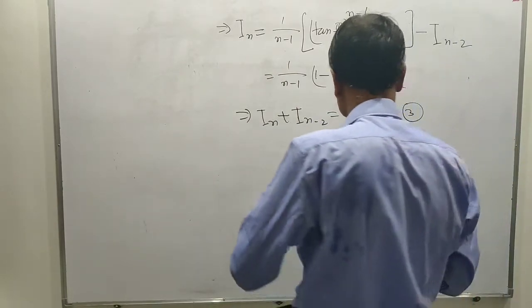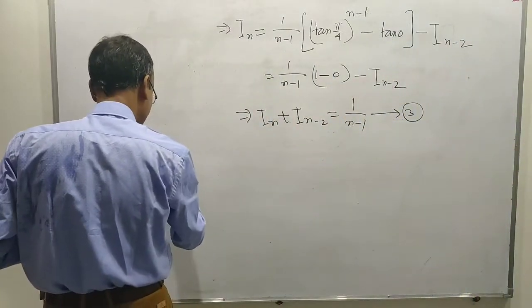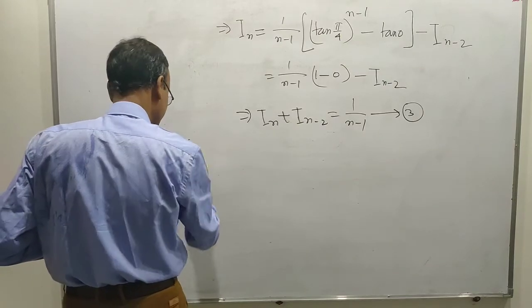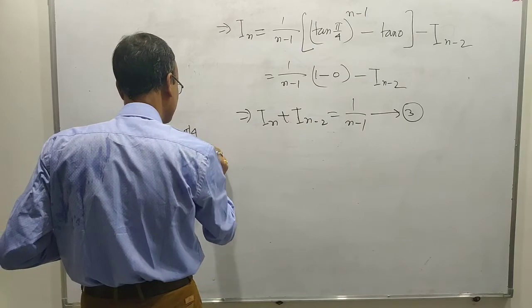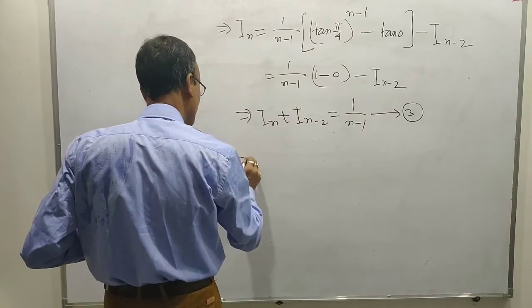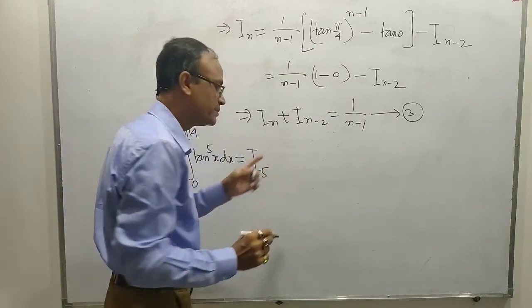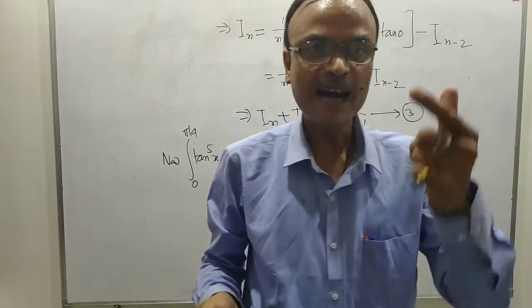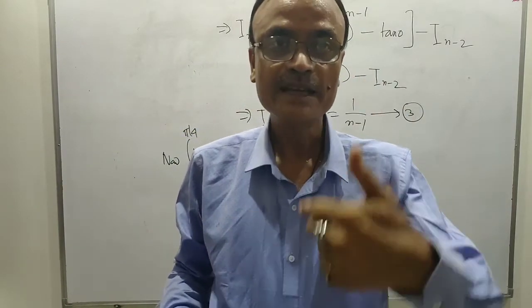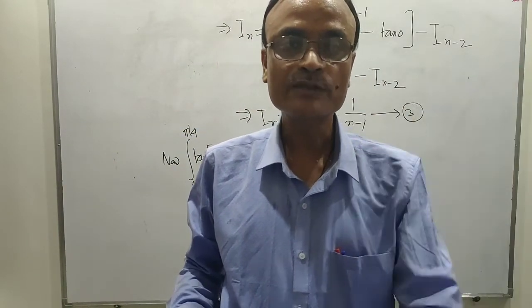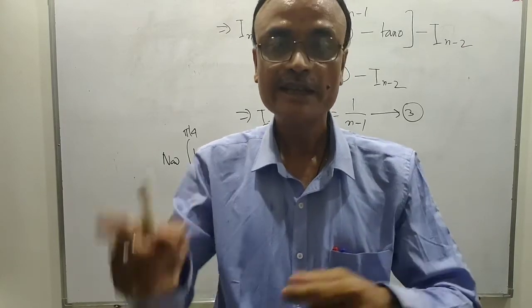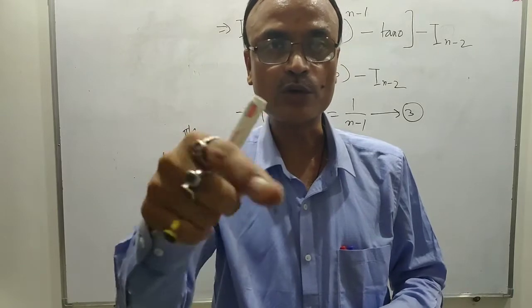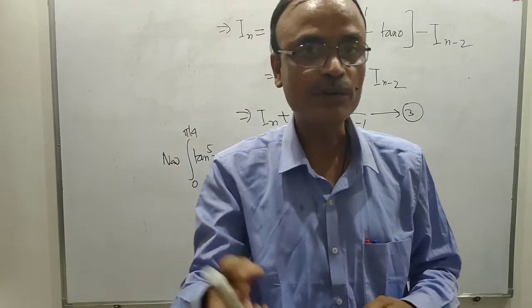Suppose this is number 3. Now, the integral from 0 to pi by 4 of tan to the power 5x dx will be equal to I5. If In stands for the integral from 0 to pi by 4 of tan to the power nx dx, then what will be I5? It will be the integral from 0 to pi by 4 of tan to the power 5x dx.